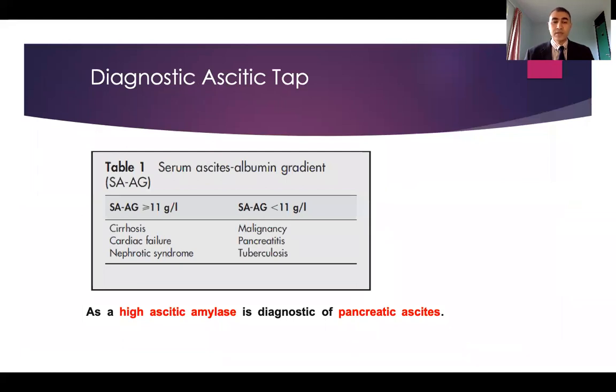Once you have that, you should calculate the SAAG. If it is more than 1.1, you will think about cirrhosis, cardiac failure, or nephrotic syndrome. If less than 1.1, you will think about malignancy, pancreatitis, and tuberculosis. If amylase is high, that indicates pancreatitis.